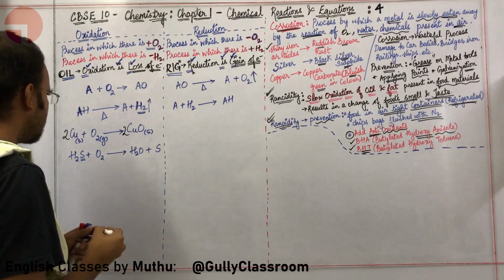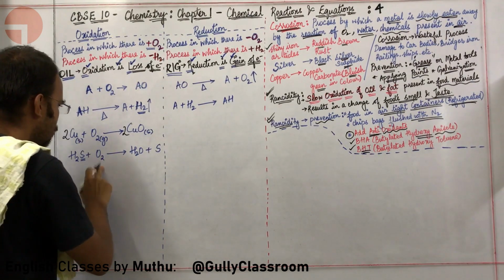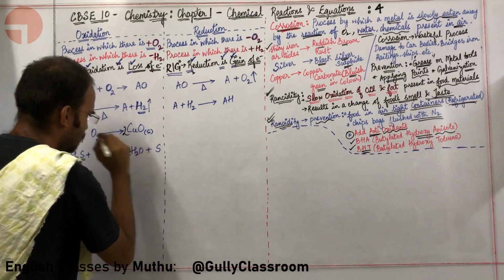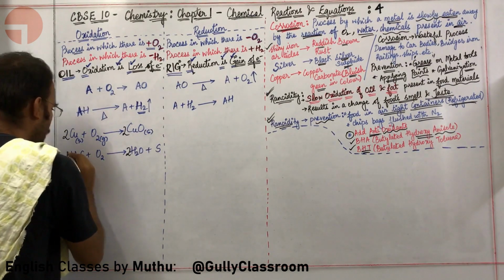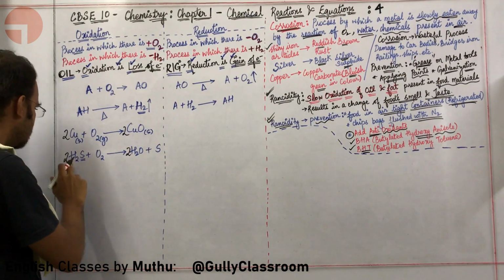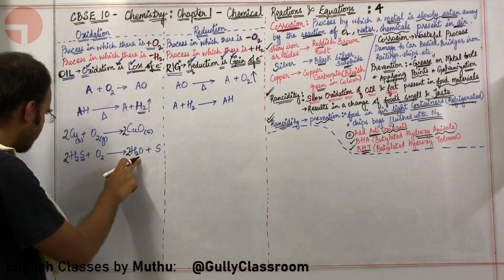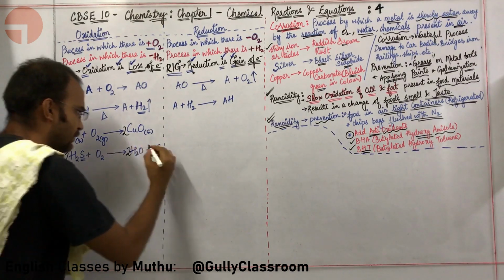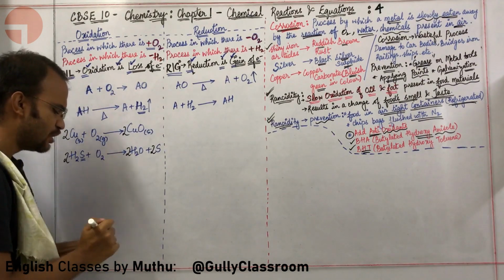Let us balance this particular reaction. How am I going to balance this reaction? Here there is 2 oxygen, so I am going to put a 2 here. Here there is 4 hydrogen, 2 into 2, so I am going to put a 2 here. So hydrogen has been balanced. 4 hydrogen in the reactant, 4 hydrogen in the product. But here there is 2 sulfur, so I need to put a 2 here. This reaction is balanced.